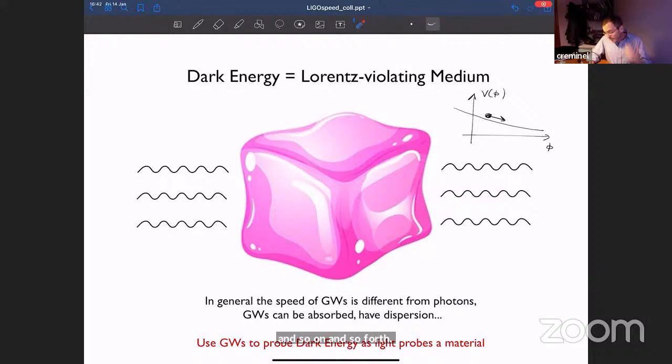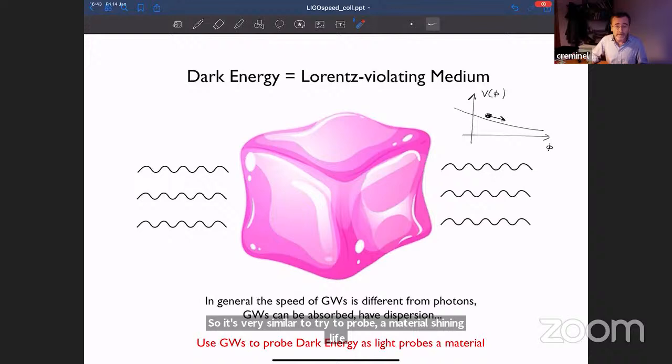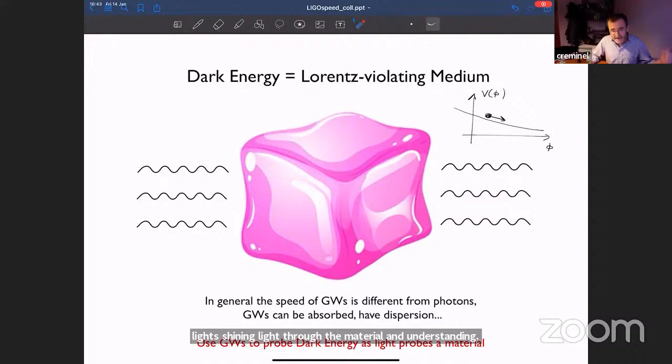So after we detected for the first time gravitational waves propagating from the other side of the universe, in some sense, to us, people started thinking about what this says about dark energy, because since we are so ignorant about this additional fluid in the universe, at least we can put some constraints taking into account that the gravitational waves go through it and they reach the detector. So we can put at least bounds on what dark energy may be. So it's very similar to trying to probe a material, shining light through the material and understanding what is the speed of light, how much light is absorbed, if there is dispersion, and so on and so forth. So we are trying to test dark energy through gravitational waves.